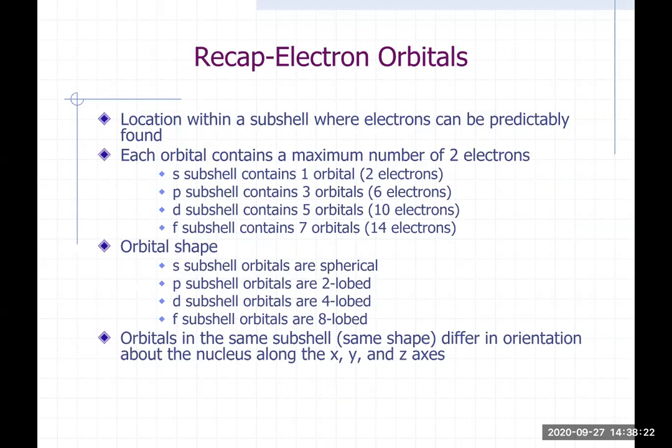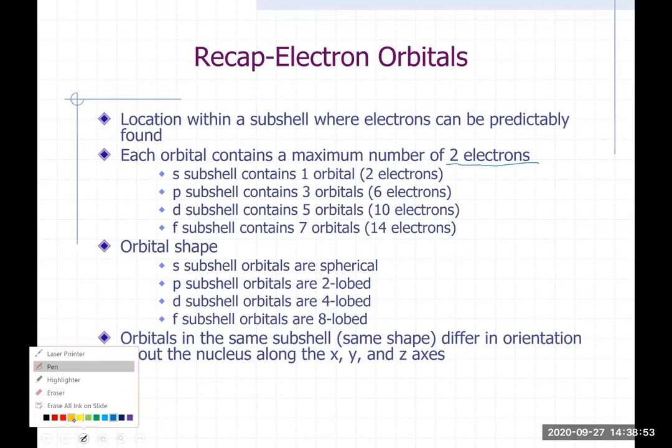I want to recap electron orbitals a little bit, electron configurations and electron orbitals. Electron orbitals are found within a subshell where electrons can be predictably found about 90% of the time, as we've discussed in the past. Each orbital contains a maximum number of 2 electrons. So in the S subshell, we have 1 orbital. That means we're going to have a maximum of 2 electrons.